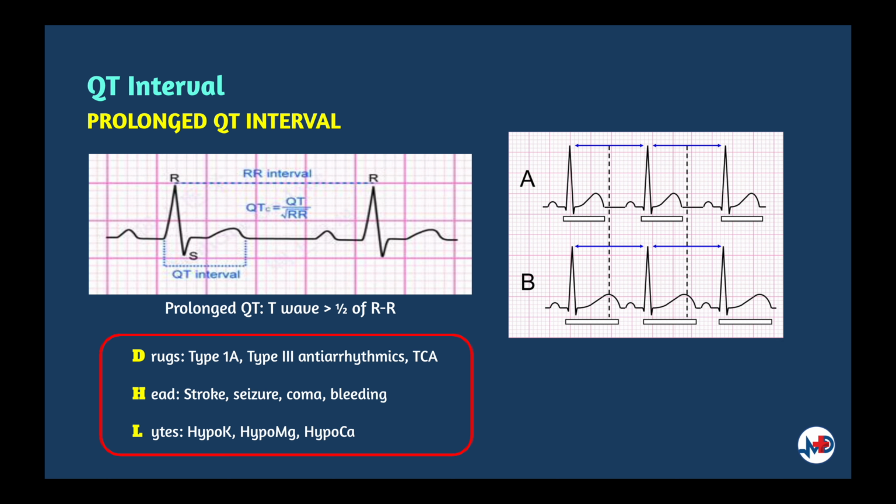drugs, for type 1A and type 3 antiarrhythmics and tricyclic antidepressants, H, which stands for head, so any injuries to the brain such as stroke, seizures, coma or bleeding, and L, which represents electrolytes, lytes, such as hypokalemia, hypomagnesemia, and hypocalcemia.